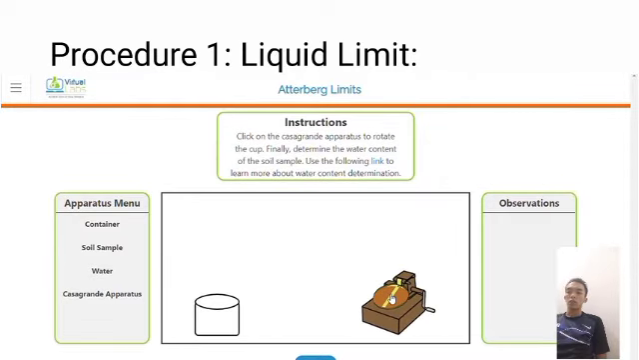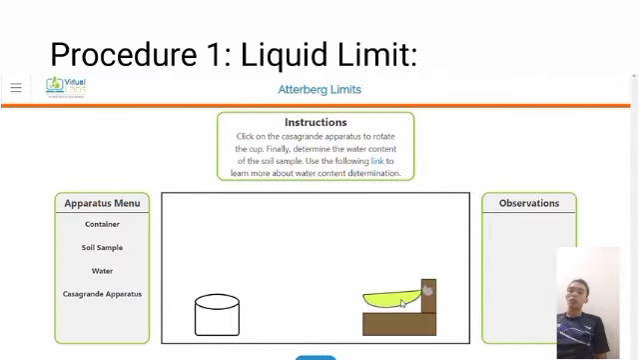soil. Turn the crank of the apparatus at a rate of approximately 2 drops per second and count the number of drops it takes to make the 2 halves of the soil pad come into contact at the bottom of the groove along 13 mm. If the number of drops exceeds 50, then go directly to step 8 and do not record the number of drops. Otherwise, record the number of drops on the data sheet.